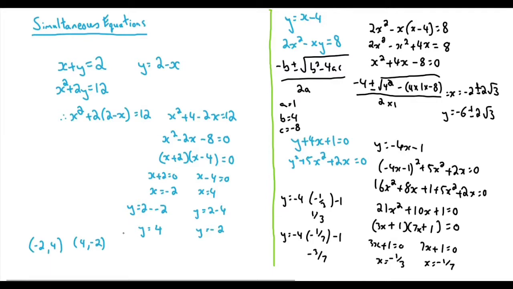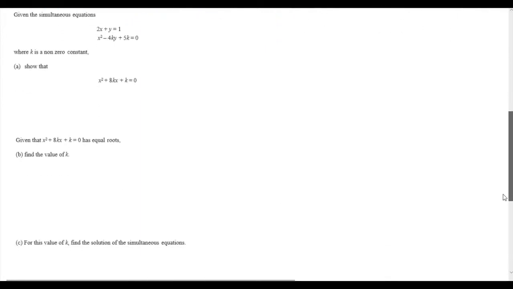Okay? If we're good with that, let's just see how an actual question might look. So given the simultaneous equations, 2x plus y equals 1, and x squared minus 4ky plus 5k, where k is a non-zero constant, show that x squared plus 8kx plus k equals 0.